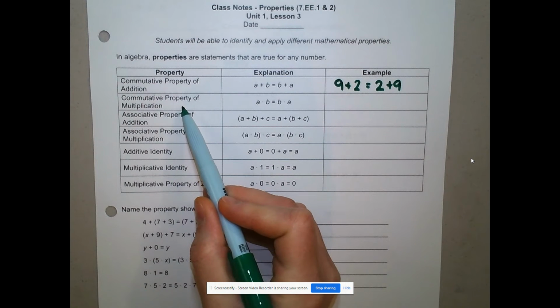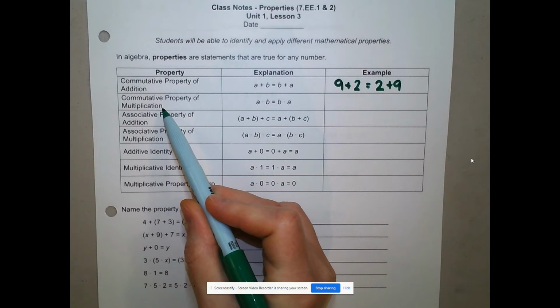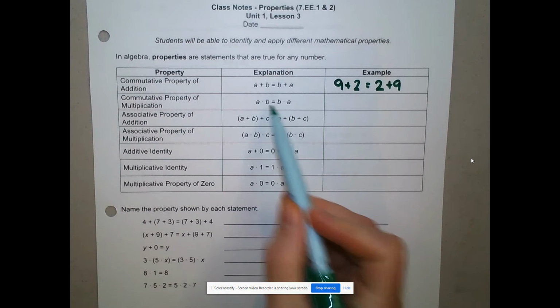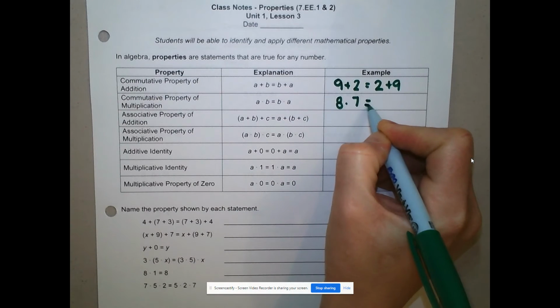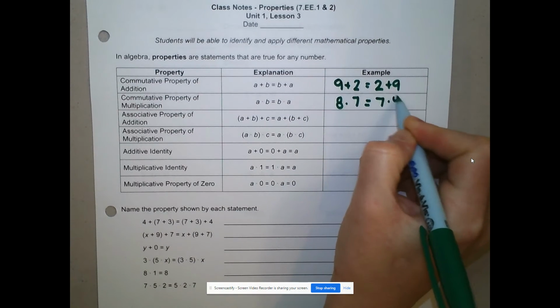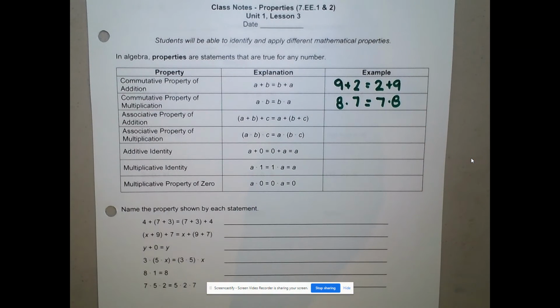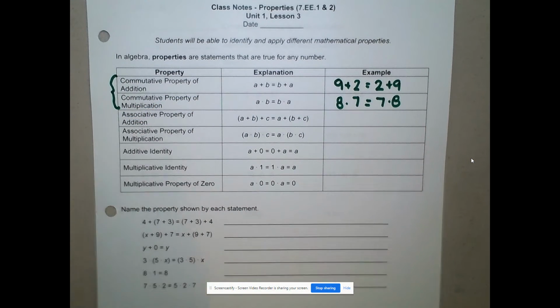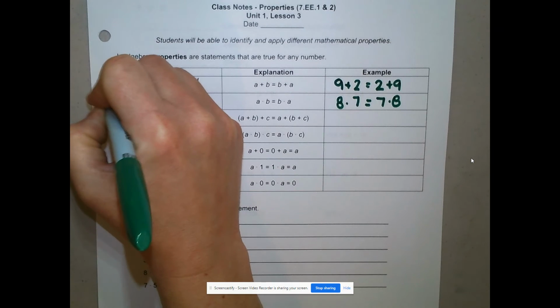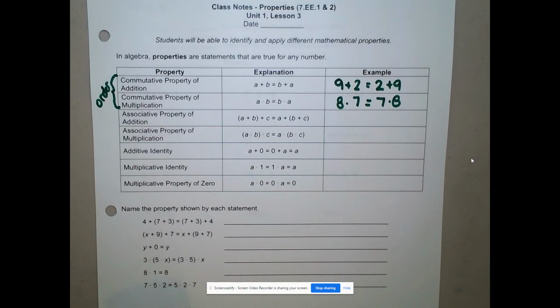Commutative property of multiplication works the same way over multiplication. So if I wanted to multiply two numbers, let's say 8 times 7, I would get the same answer as if I did 7 times 8. And that is specific to multiplication. Both of these commutative properties have to do with order, changing the order of the numbers.